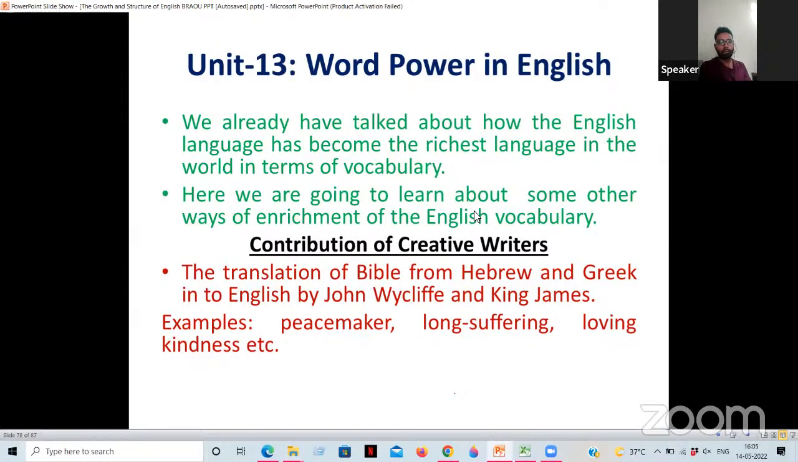A lot of words. I have just mentioned a few. Peacemaker is one of them. Long suffering is another. Loving kindness. These are some of the words that have been taken from the Bible. There are n number of words, thousands of words, which I haven't mentioned. You just have to know that the Bible had a great contribution in the expansion of the English vocabulary.